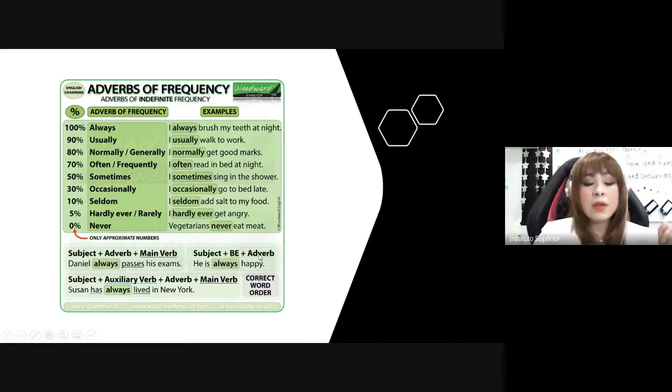When do we use auxiliary verbs? For example, when we have a combination of a different tense, like present perfect, the adverb is in the middle. So we have subject, auxiliary verb, adverb, and main verb. So we have Suzanne has always lived in New York. So in here you can see the correct order or the position of the adverbs of frequency in the simple present tense.